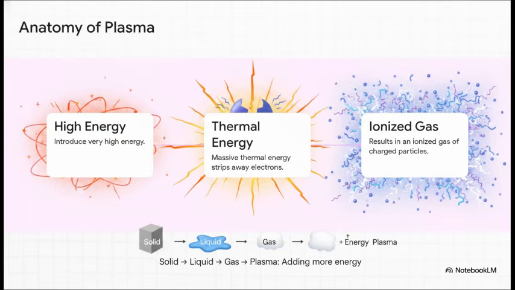To make absolutely sure this sticks in your memory for test day, let's summarize the anatomy of plasma as a simple, logical sequence. Step 1, you introduce very high energy. Step 2, this creates massive thermal energy that violently strips away electrons from their atoms. Step 3, the final result is a highly energized, ionized gas made entirely of free-roaming charged particles. From solid to liquid to gas to plasma, it's honestly all just a story of adding more and more energy.